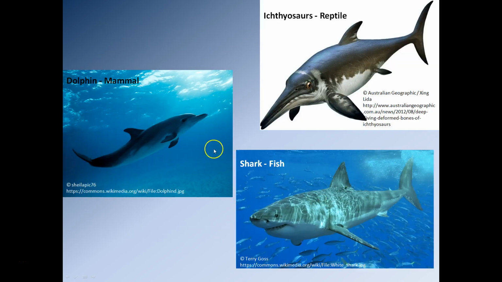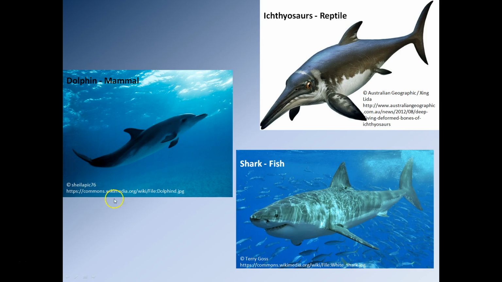So let's go to the next slide. Here's a dolphin. We're all familiar with that one. The dolphin is a mammal. Here's a shark. A shark is a fish. And here's an ichthyosaur. That's a reptile. Sharks made their appearance all the way back in the Devonian. That's 400 million years ago, give or take a little bit.